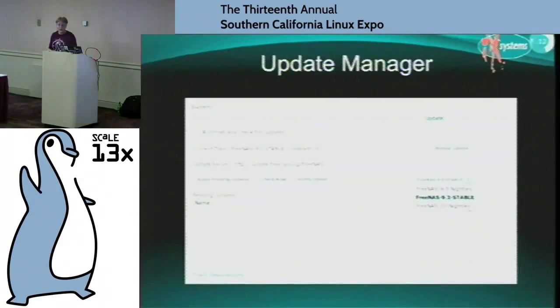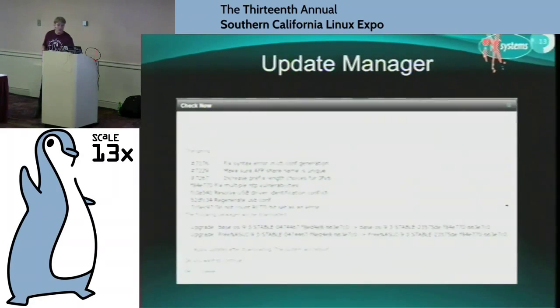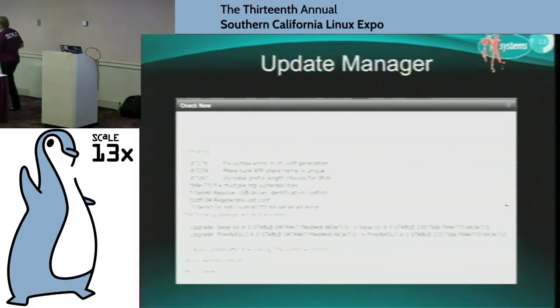So if we go back to that update tab, once you're on a train, whatever train you're on, you have a Check Now button, and it will check to see if there are any updates available. And if updates are available, you're going to get a screen that looks something like that. It's going to tell you what's going to be in that update.